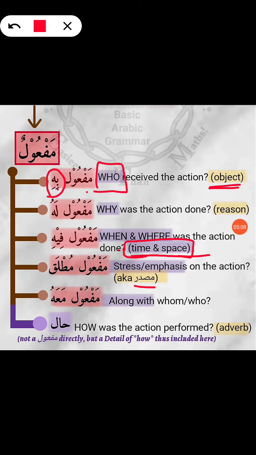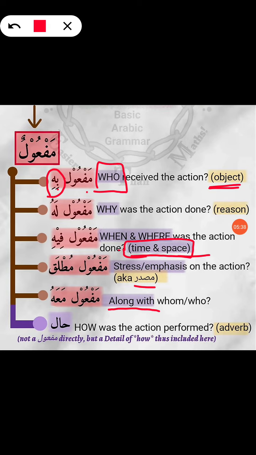So there are many words that end in nasab form. So that is all for your stress and emphasis. That's what maf'ul mutlaq, also known as masdar, is. And then you have maf'ul ma'ahu, along with who or whom. So if, for example, somebody is entering a room, who else is with him, who else is he accompanied with? That's your maf'ul ma'ahu. Ma'a means with.